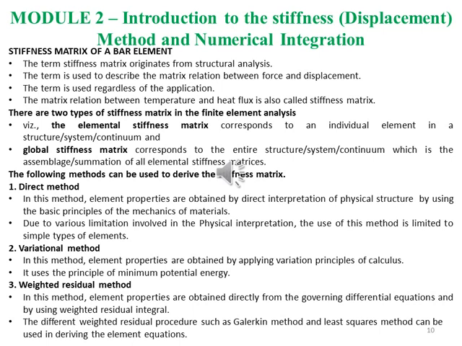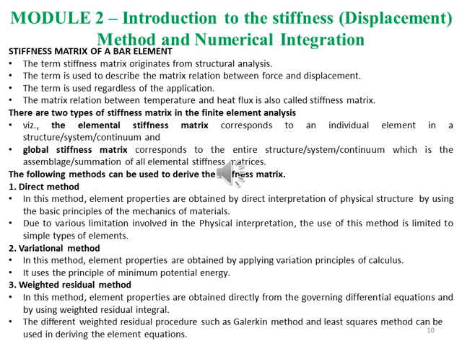So just like I said, the stiffness matrix is a term that can be used to solve structural problems. So the term is used regardless of the application. The matrix relation between temperature and heat flux is also called a stiffness matrix. So there are two types of stiffness matrix in finite element analysis.